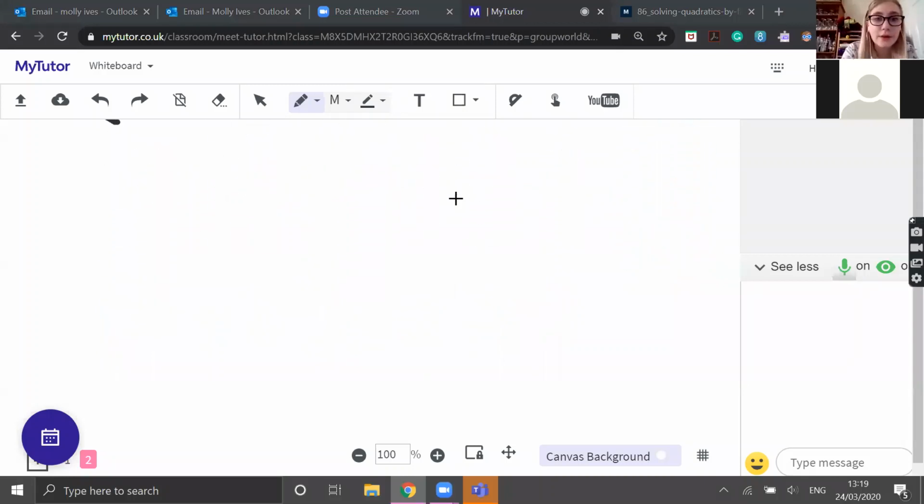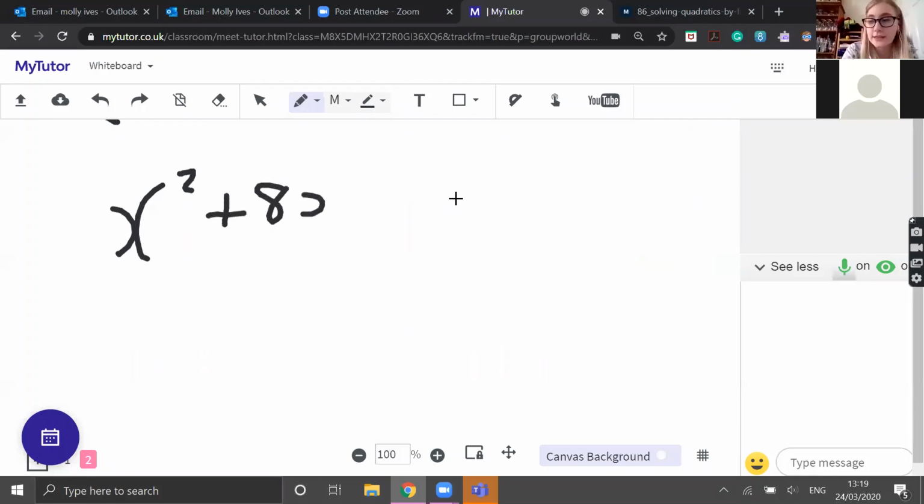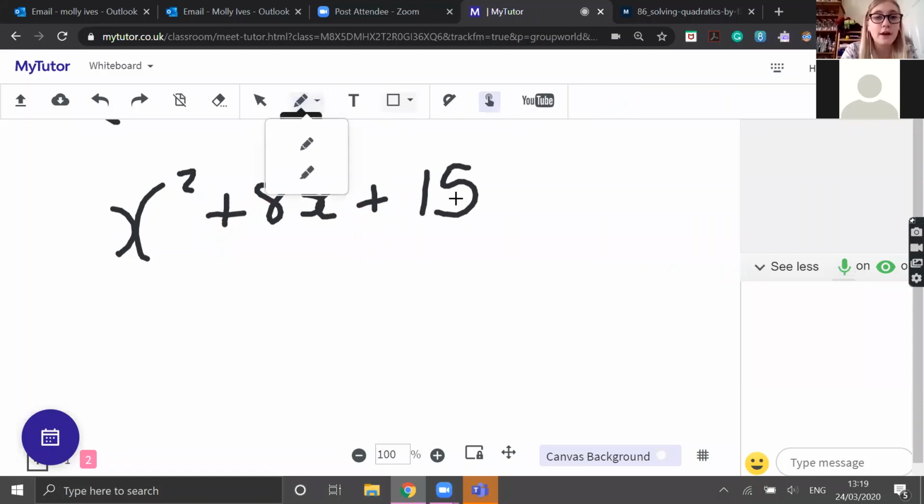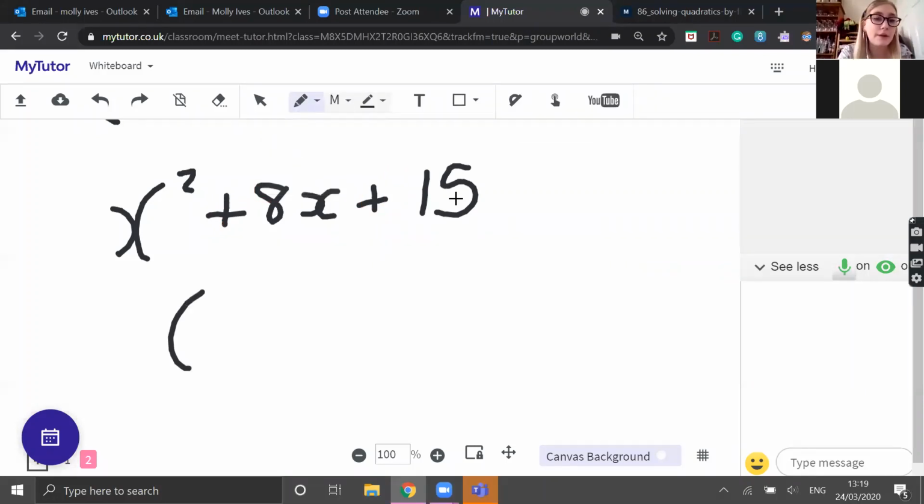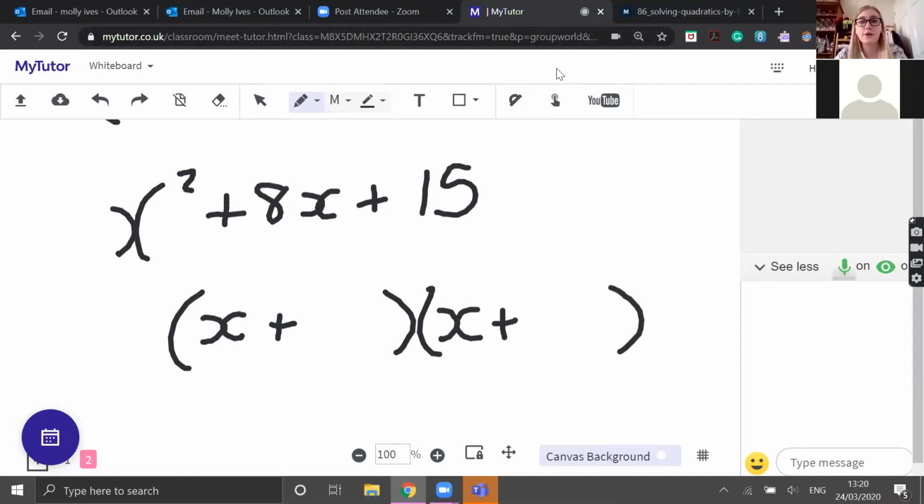So let's go for a similar one. X squared plus 8x plus 15. So again, we see that they're both positive. So we know that this is our favorite case because they're both going to be positives here. X plus something, X plus something. So I'll give you just 10 seconds or so to think about that.